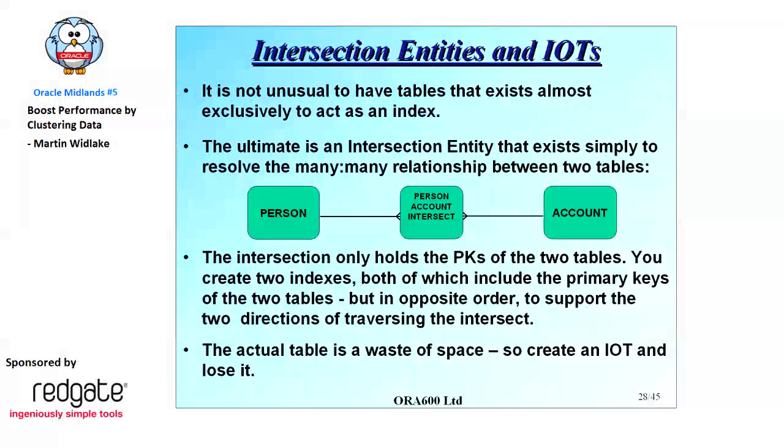Another use for IOTs, and this is what I generally use them for in reality, is intersection entities. The only reason this thing exists is to hold the primary key of the person and the primary key of the account and to join them together. We all have lots of intersection entities. You usually create the table and then you have two indexes on it: person account and account person. The table is superfluous. Why don't you just create it as an index organised table with one index on it? Create it with the primary key of person account, then create a single index on it with just account person. Then you've only got that one object, and you can save a lot of space.